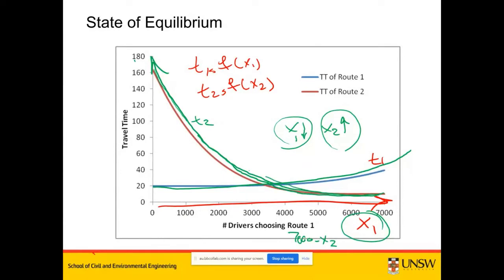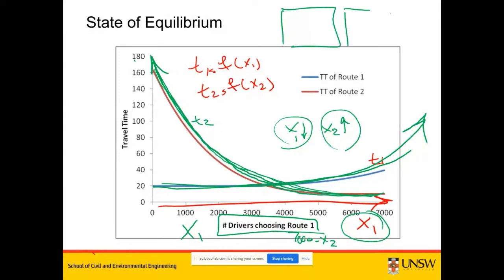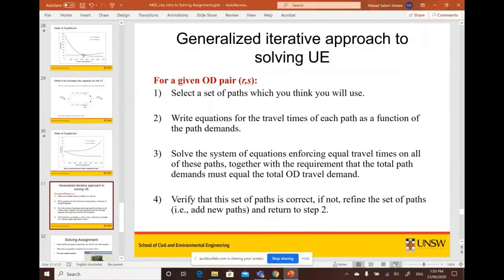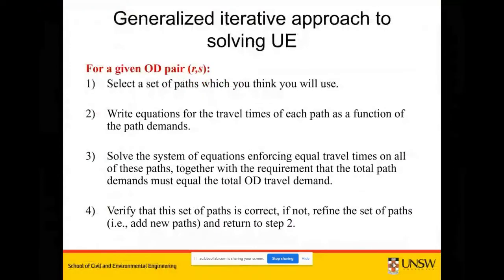So travel time 2 is also increasing. Travel time 2 is increasing, travel time 1 is increasing, and that's how we actually look at it. Again, the point is the x-axis in this plot is x1. If you want to plot them separately for x1 and x2, this would be x1, this would be x2. So with that, let's move on to the generalized iterative approaches.